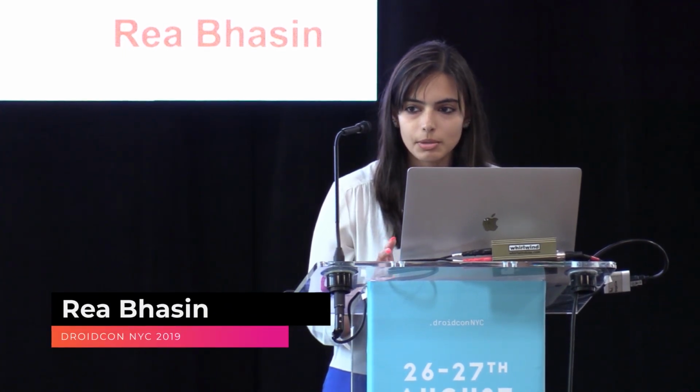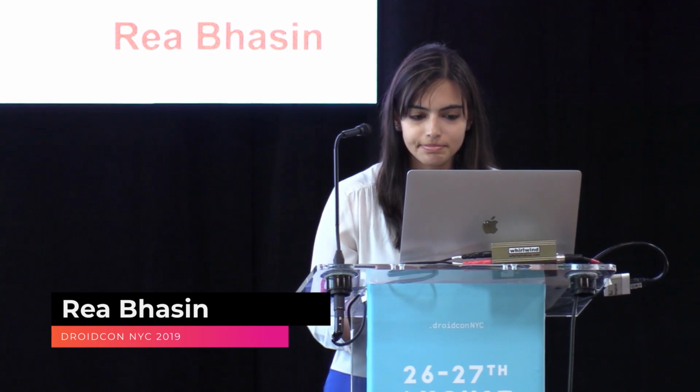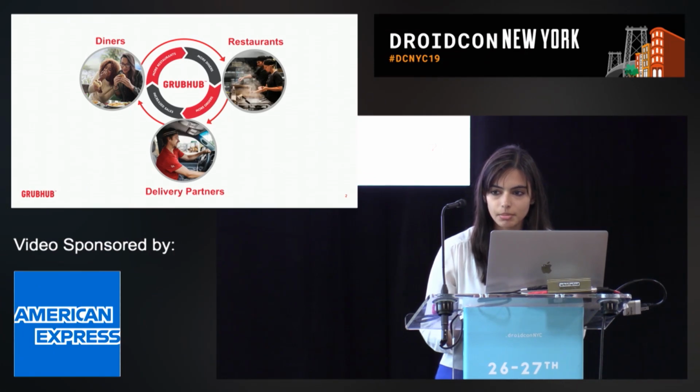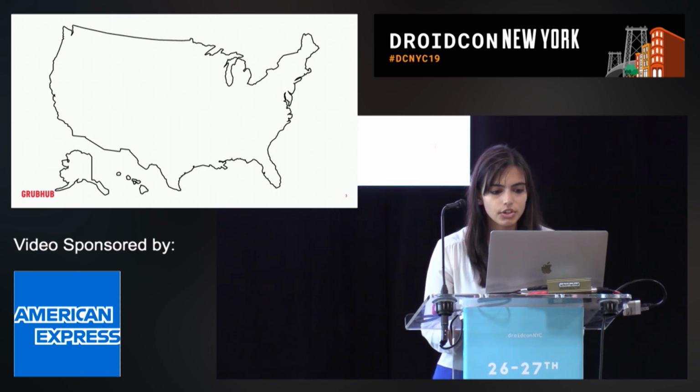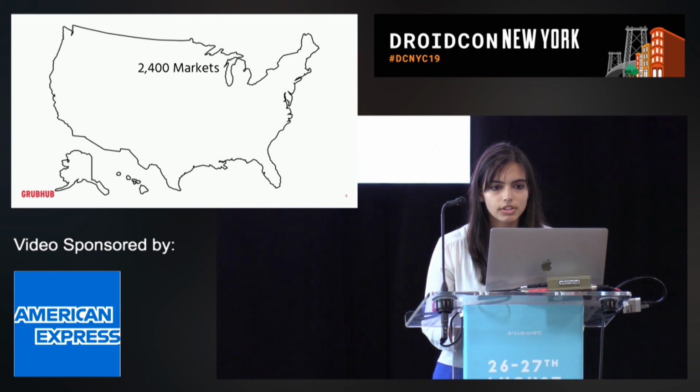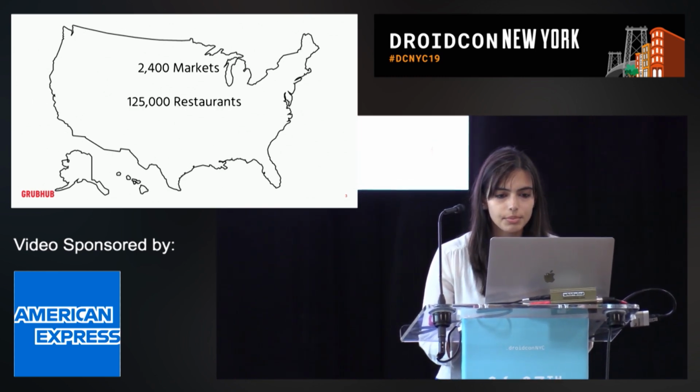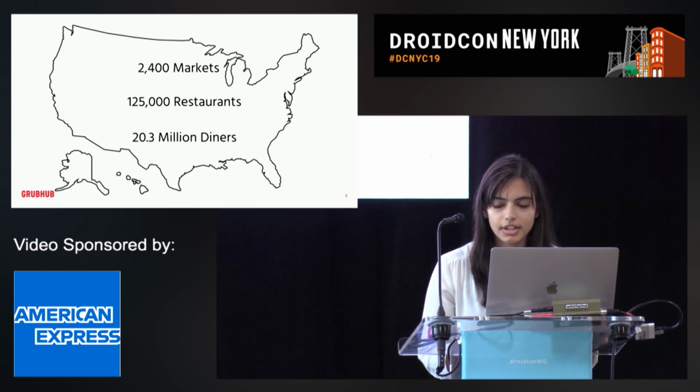Today I'm going to be talking to you about style guide driven development and how we use it at Grubhub to modularize our Android UI. For those of you who aren't familiar with Grubhub, we're the nation's leading online food ordering platform. We help connect diners, restaurants, and our delivery partners. To give you an idea of the scale that we're working at, we currently serve 2,400 markets in the United States. We have over 125,000 restaurants on our platform, and we currently serve 20.3 million diners every day.